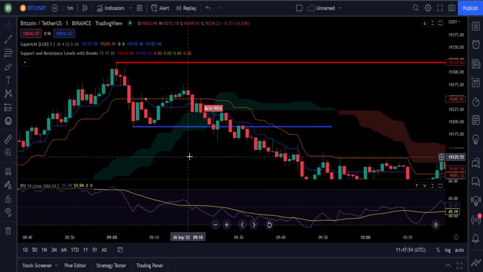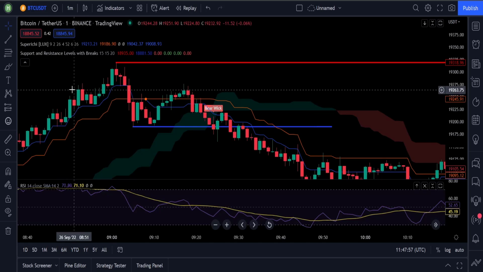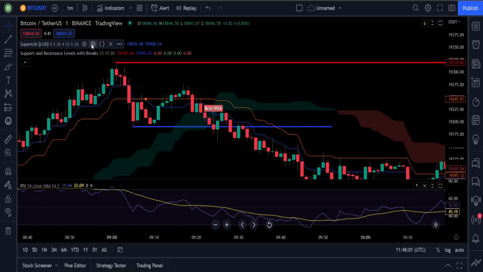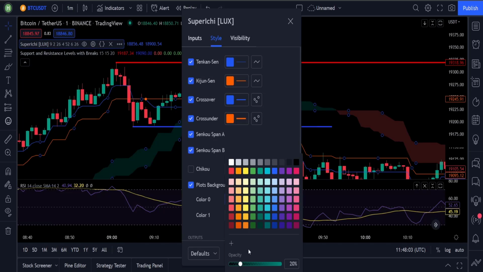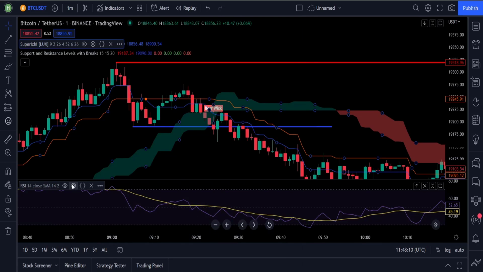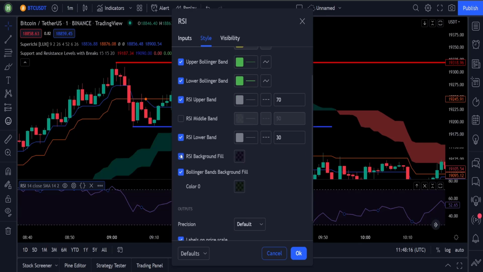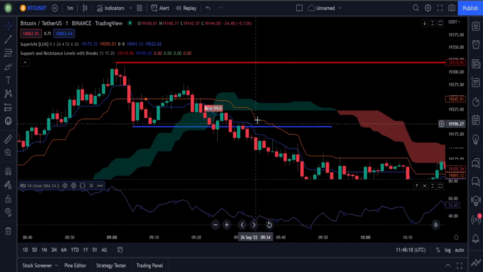Regarding settings, we're not going to change the inputs on any of these indicators. We're just going to change their style. So let's go into the settings for the Super Ichi indicator and make the backgrounds a bit more visible. Now let's access the RSI indicator settings and we'll get rid of the RSI-based MA, the middle level and the RSI background fill. Now our chart is completely set up, so let's get right into it.